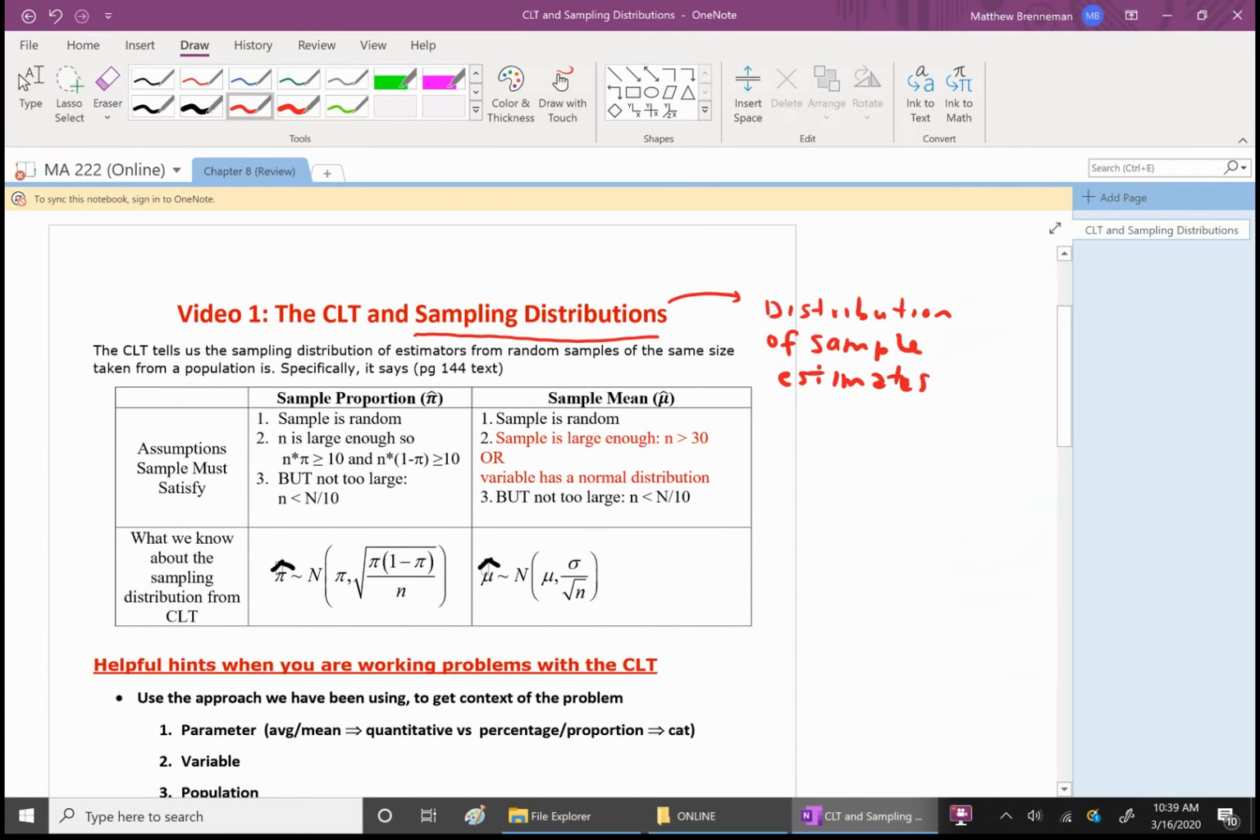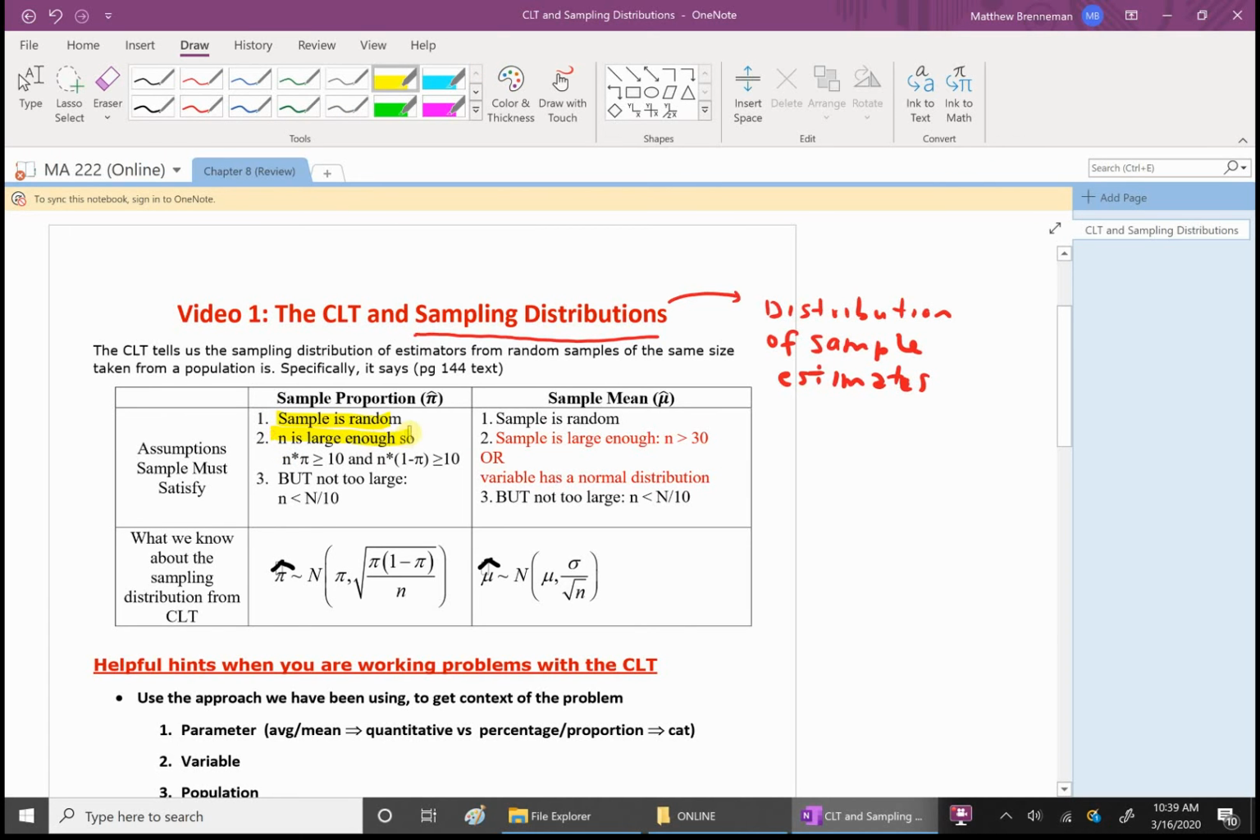And the central limit theorem is essentially a mathematical result. And even though it looks kind of complex and everything, really it's pretty simple once you break it down. So it says if you're working with a categorical variable, you're going to be trying to estimate pi. So your estimator will be pi hat.